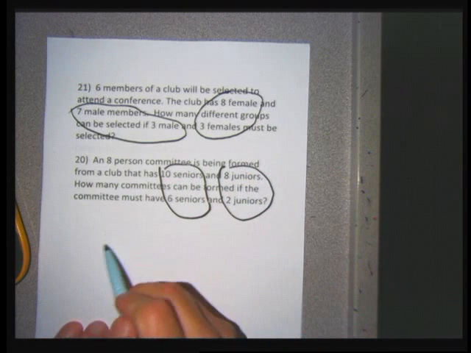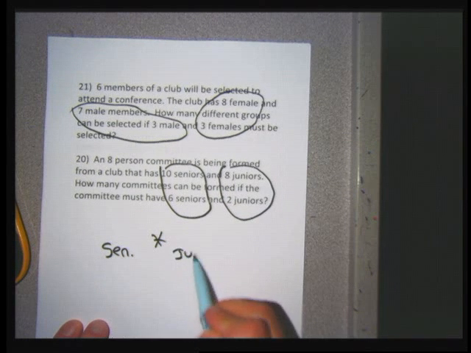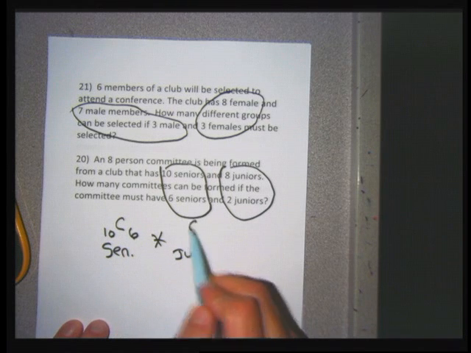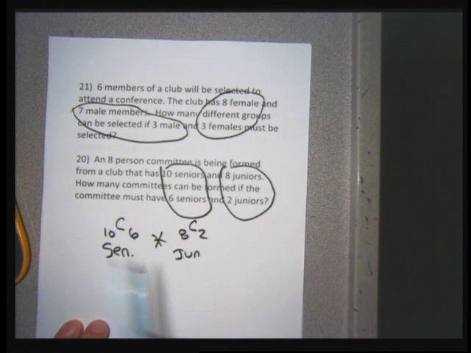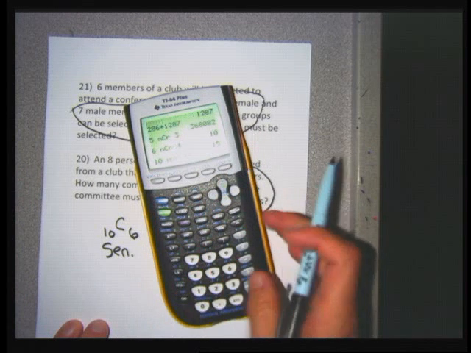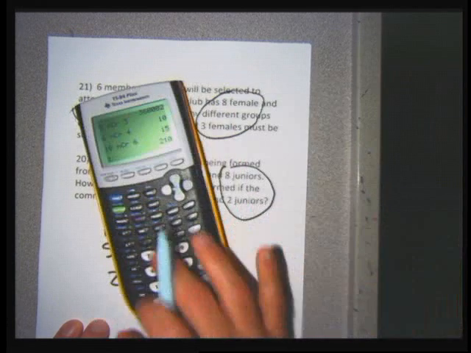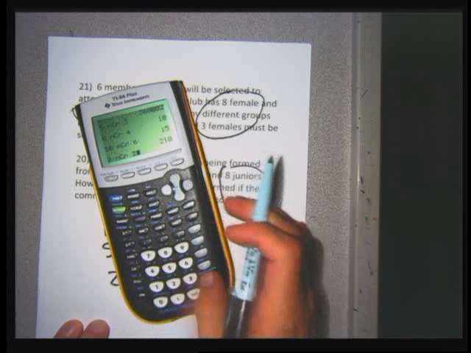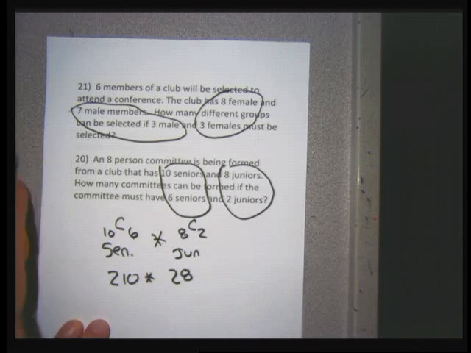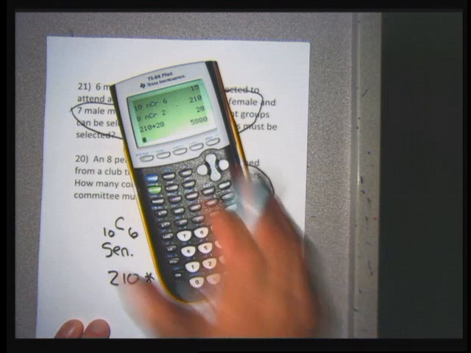So my combinations, I need a combination for the number of groups of seniors I can pick, and a combination for the number of groups of juniors. For the seniors, I'm going to pick 6 of the 10 seniors. For the juniors, I'm going to pick 2 of the 8 juniors. So I'm going to do 10 math choose 6, and get 210. And then 8 math choose 2, and get 28. My answer is going to be whatever 210 times 28 is. And I get 5,880.